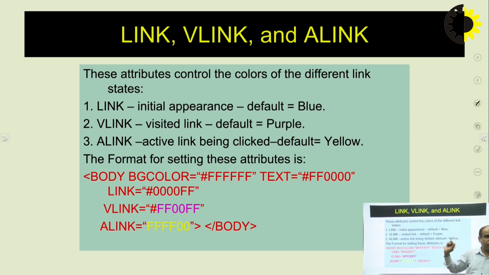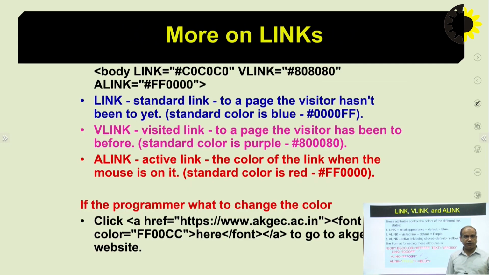The link attribute means the link initially appears in the default blue color. If I visit that link, then it becomes purple in color. Once the link is active, it becomes yellow. If I wish to provide another value for yellow, I can change that color with color coding also. That is our choice if we want to give any other color.